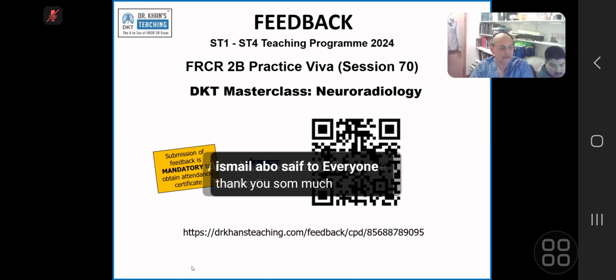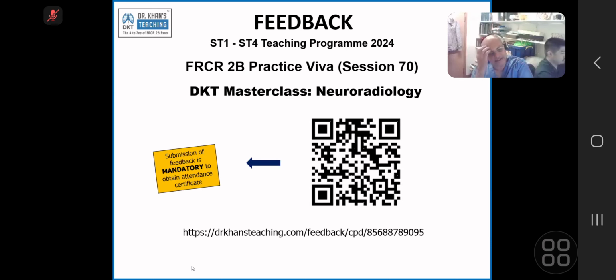Ependymoma versus cavernoma: usually it's in the cervical or thoracolumbar region for ependymomas. Cavernoma can be anywhere.